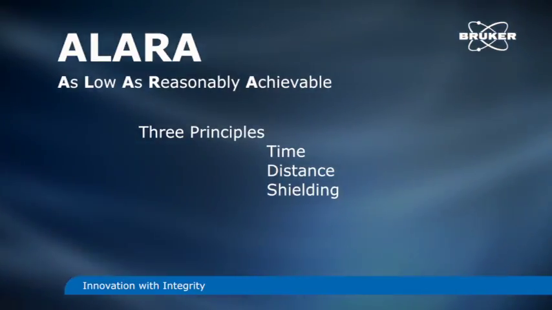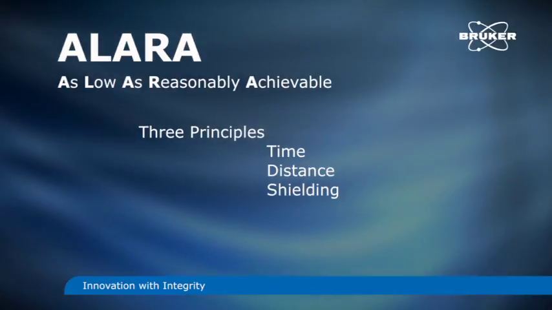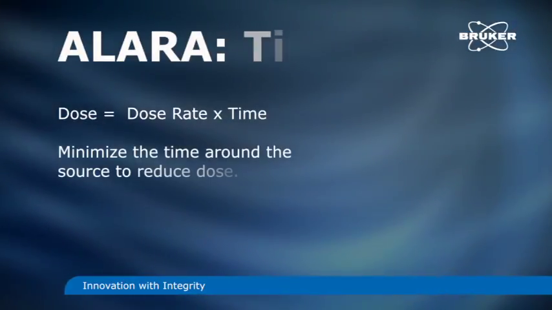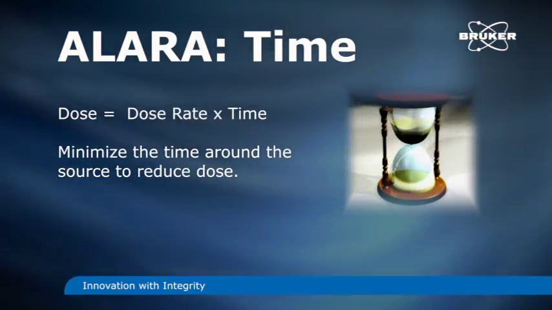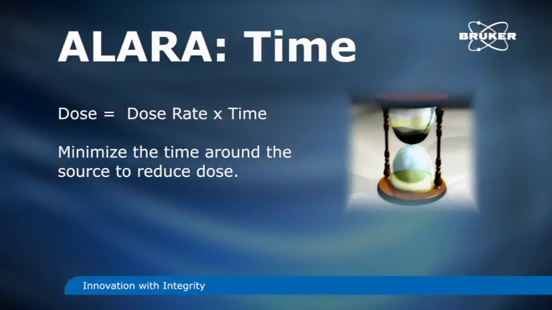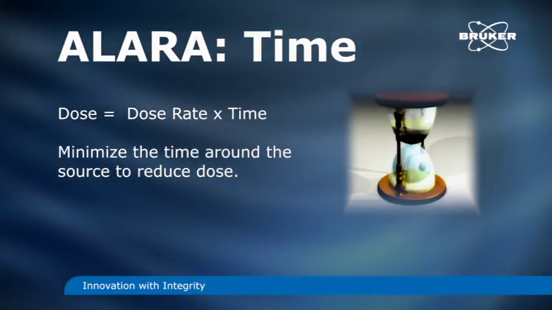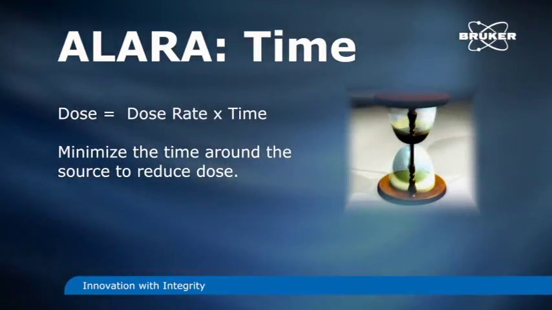Three basic ways to reduce the routine external dose potentially received from X-ray producing devices are time, distance, and shielding. Total dose is the dose rate in millirem per hour multiplied by the time spent near the source of the radiation. For example, a person in an area for 2 hours with a dose rate of 5 millirem per hour will receive a dose of 10 millirem.